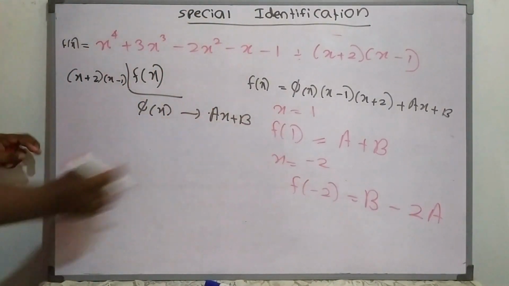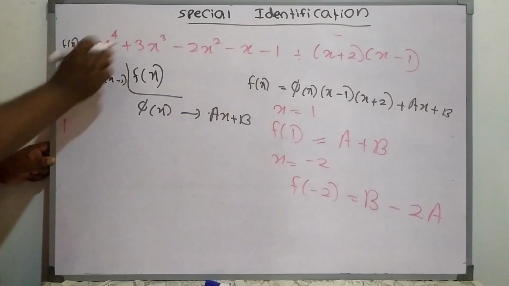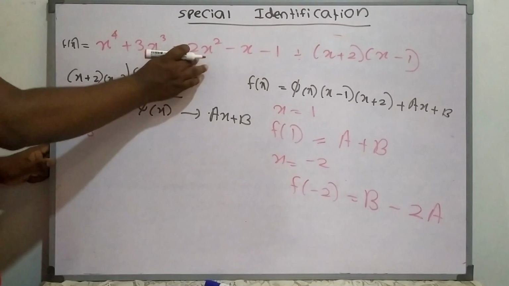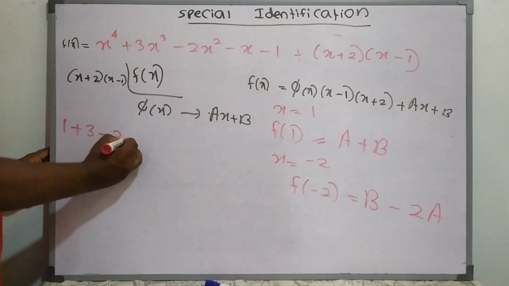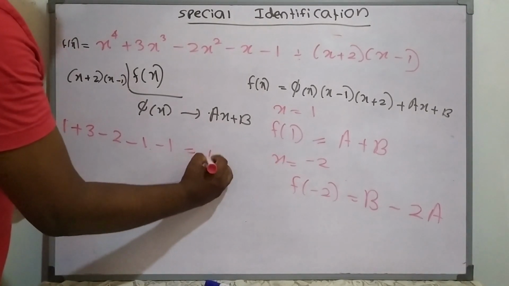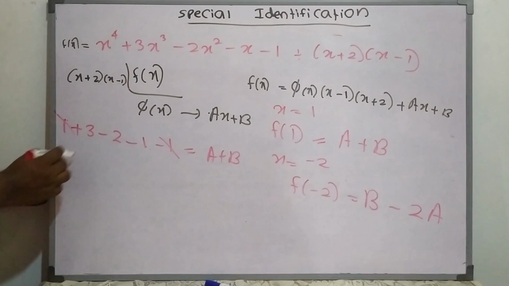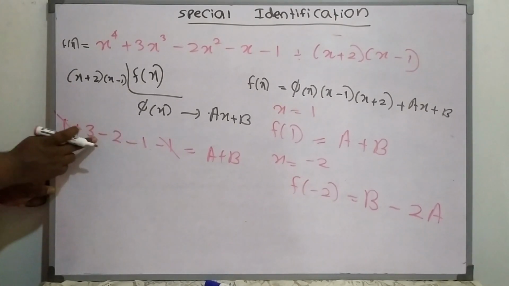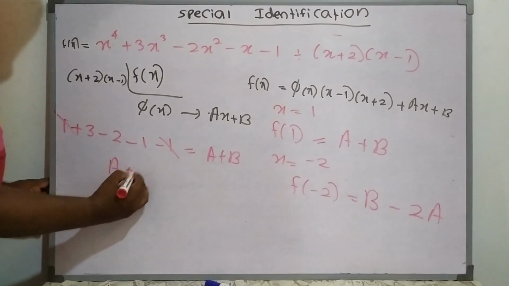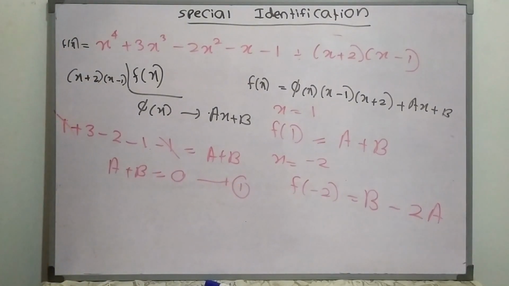So once you put x equal to 1 in the equation, it is 1 plus 3 minus 2 minus 1 minus 1 equals a plus b, right? These get cancelled, minus 3 plus 3 is 0, a plus b equals 0. This is my equation number 1.